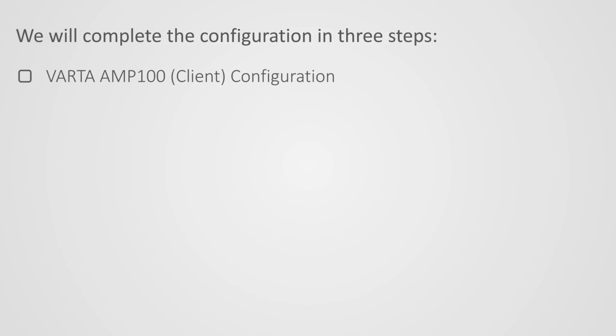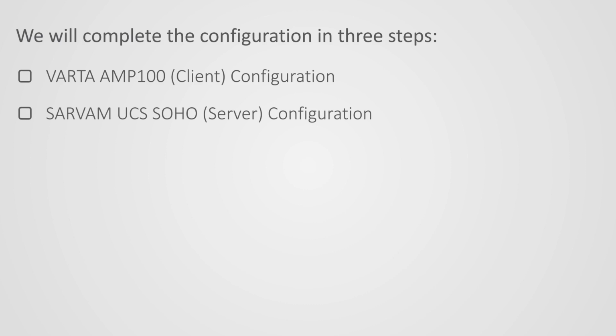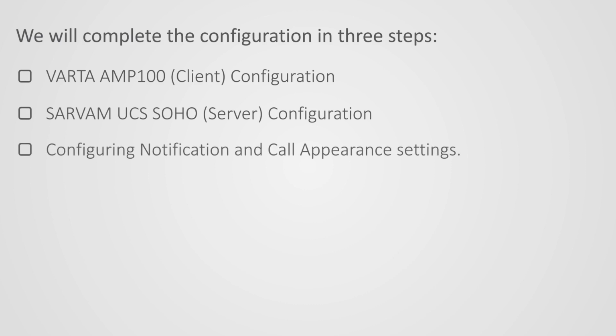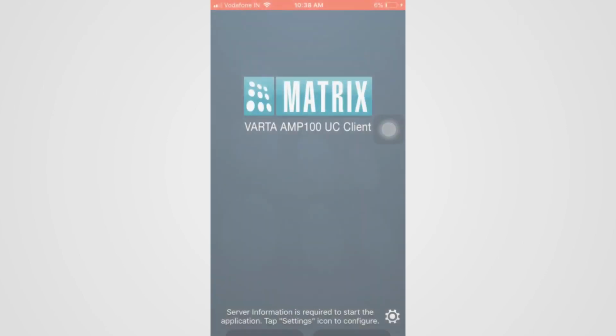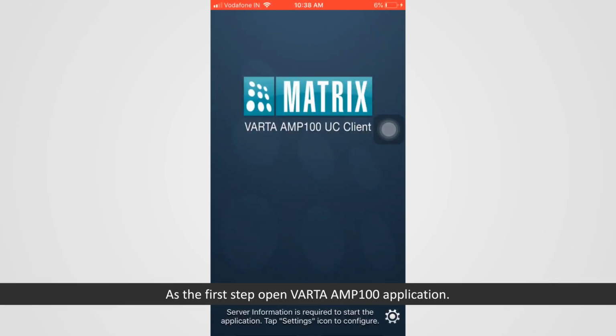VARTA AMP100, that is, client configuration. SARVAM UCS SOHO, that is, server configuration. Configuring notification and call appearance settings. Let us start with the first step of VARTA AMP100 configuration. As the first step, open VARTA AMP100 application.